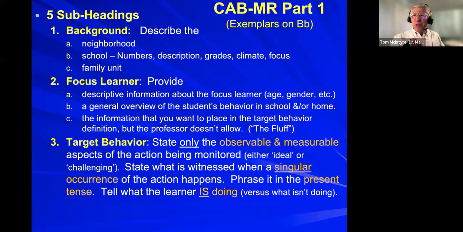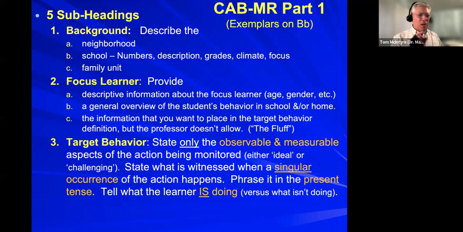Your target behavior, you're going to state it in the present tense because you're going to notice, oh, it's happening now. So when you define your behavior, you are going to define what is seen, what is heard, what is witnessed when the student shows the behavior 1 time. You'll be counting how many 1 times it is. And in the present tense, we're going to ask you to focus on what the student is doing.